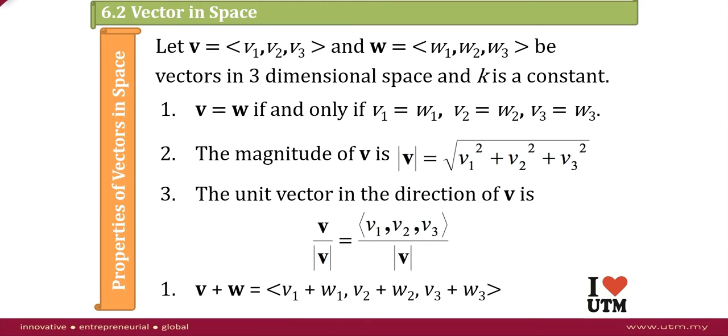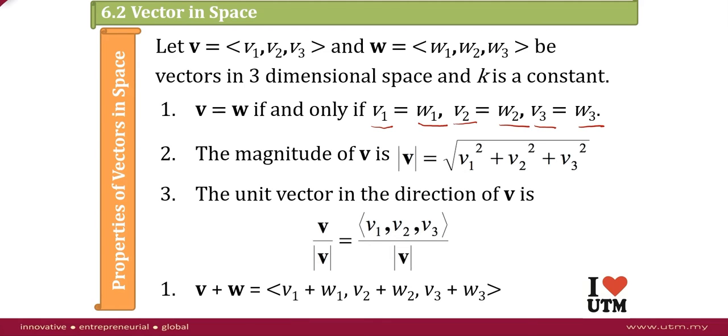For the first property, we say that v is equal to w if and only if every coordinate, as you can see here, is equal to each other: v1 equal to w1, v2 equal to w2, and v3 equal to w3.